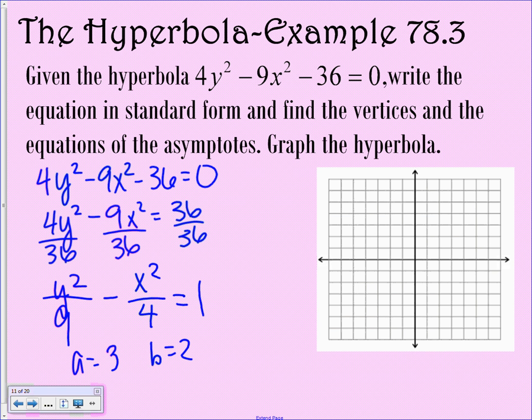Okay? So now we're going to go up and down 3 because it's underneath the y, and then left and right 2 because it's underneath the x. And we make our box, and we do our asymptotes.